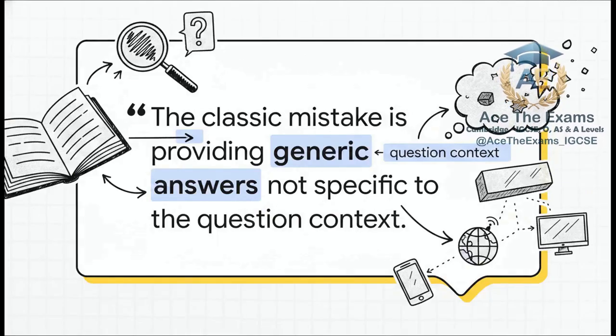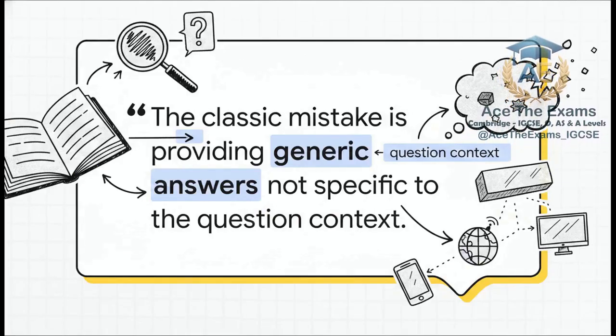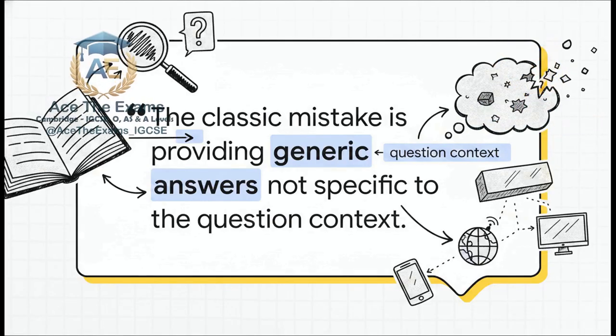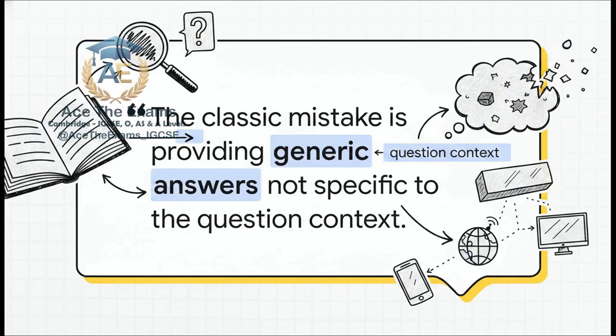Okay, let's dive into this with an urgent, flashing red light alert directly from the principal examiner reports. They explicitly state that the classic mistake is providing generic answers not specific to the question context. This is exactly what our student Alex does.